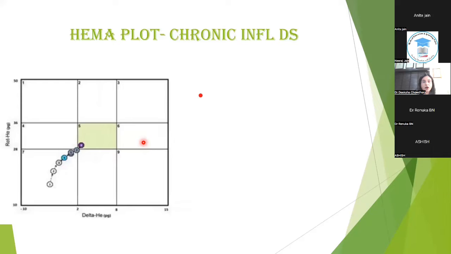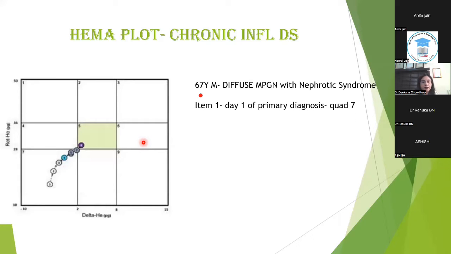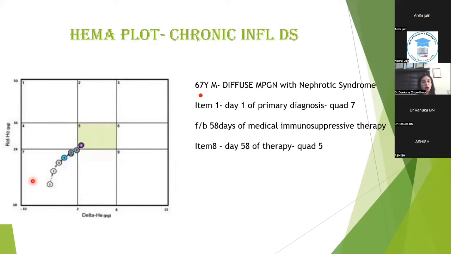Another case of chronic inflammatory disease, 67-year male, diffuse MGN with nephrotic syndrome. This was when primary diagnosis was made, again in quadrant 7, when the delta HE was negative, ret HE was very low. It was followed by 58 days of medical immunosuppressive therapy. And what we got here, in quadrant 5, which is the normal quadrant, is that the delta HE as well as the ret HE were normal.